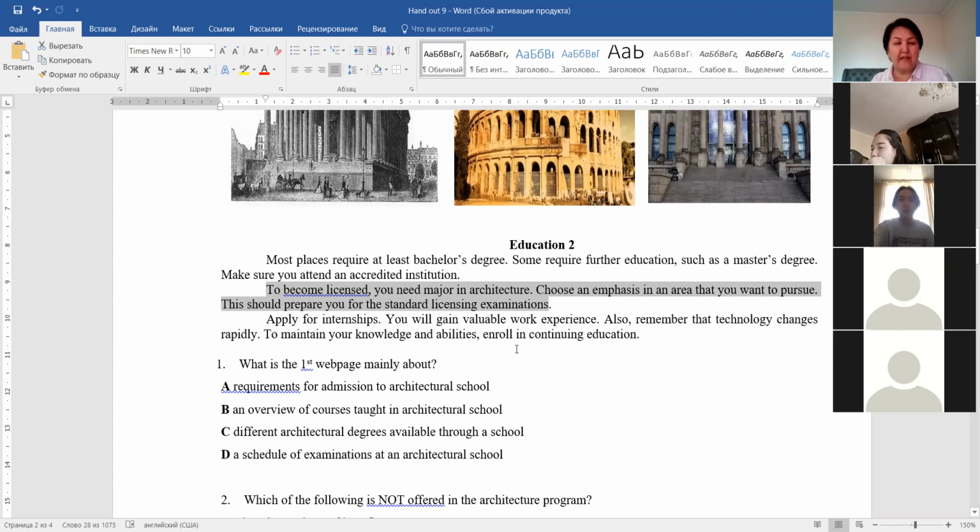Stop reading. Diana, please. Apply for an internship. You will gain valuable work experience. Also remember that technology changes rapidly. To maintain your knowledge and abilities, enroll in continuing education. How is this word pronounced? Knowledge. The K isn't pronounced at the beginning of the word before N. Knowledge, please don't forget.